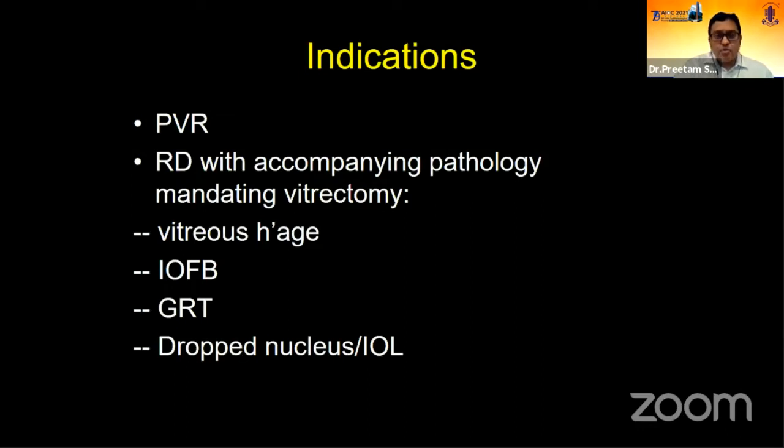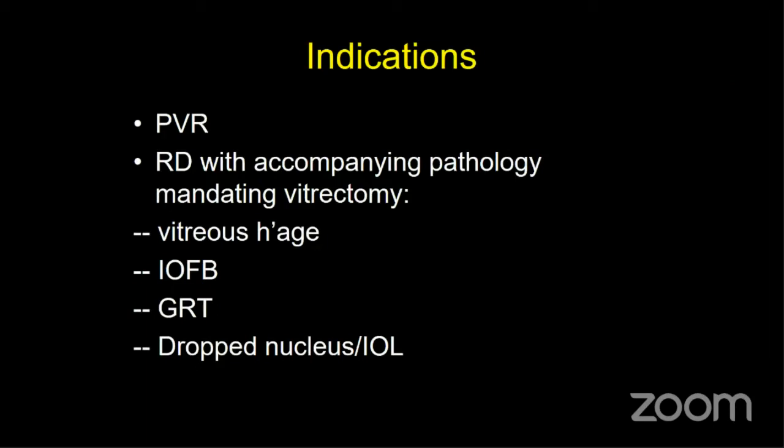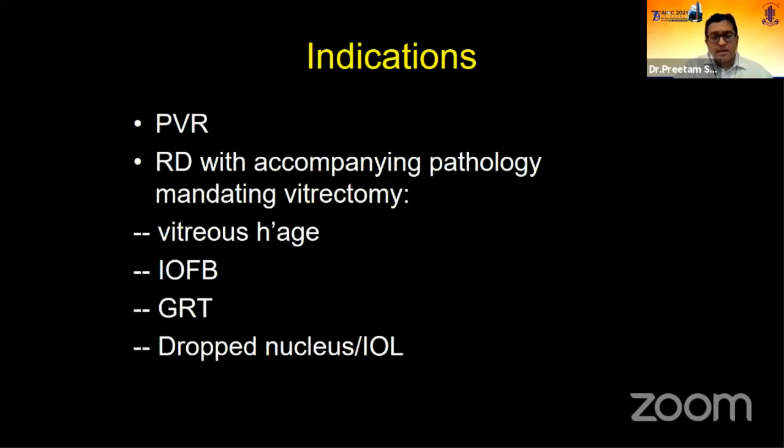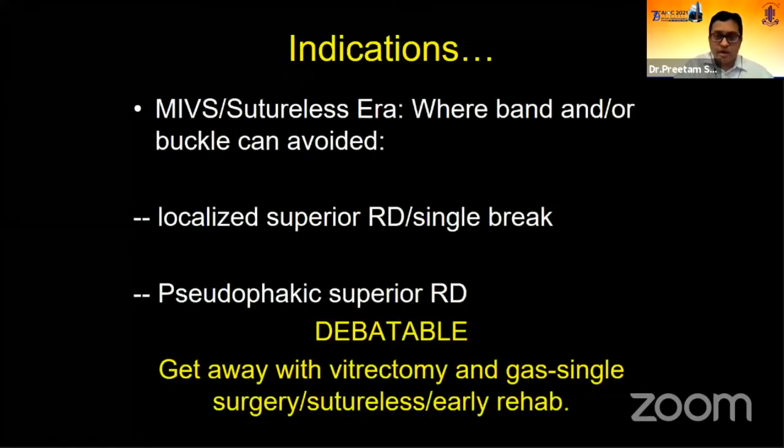In other cases where you have rhegmatogenous RD accompanying other pathologies, let's say vitreous hemorrhage where there is no view, or an intraocular foreign body which has to come out, or a giant retinal tear where you need to do vitrectomy and roll the giant retinal tear, or probably a dropped nucleus or intraocular lens, then you would resort to vitrectomy for rhegmatogenous RD.